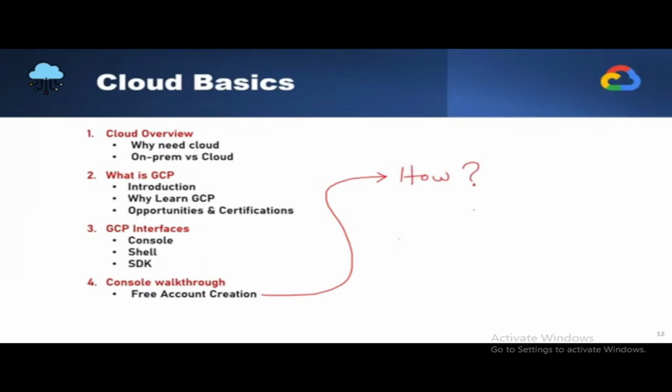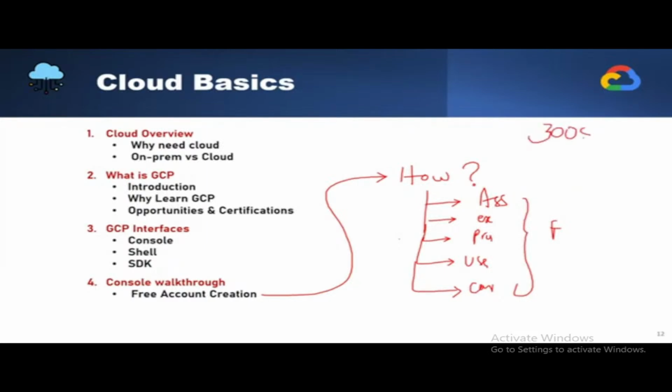In my third or fourth session, I will tell you how to create a free tier account, so that all the practices, assignments, pipelines, projects, use cases, case studies, everything we are going to do here, on a free trial account. This free trial account is worth $300 for the next 90 days of validity. So you have 3 months validity for this one, guys.